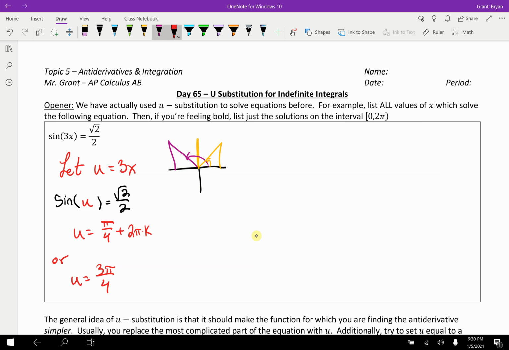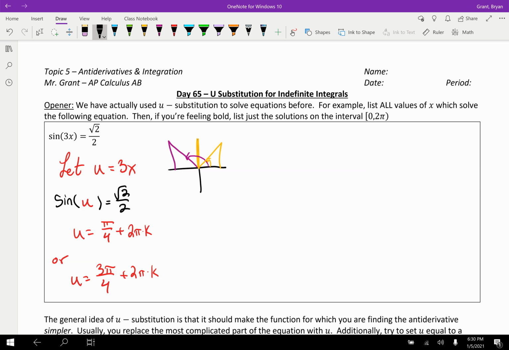And then same thing for 3 pi over 4, right? Every circle that we go, we'll circle back to the same spot, we'll create the same triangle, and so we need a plus 2 pi k over here as well. Well, great. But we're still not done. And the reason we're still not done is because we weren't trying to solve for u. We wanted to list all the values of x. And u is not the same as x. U is the same as 3x.